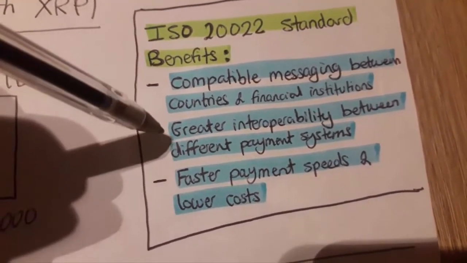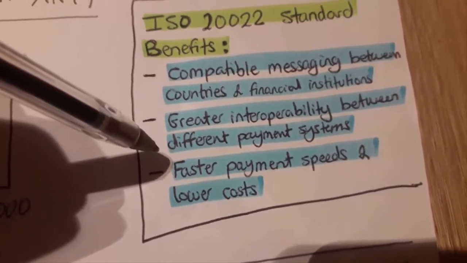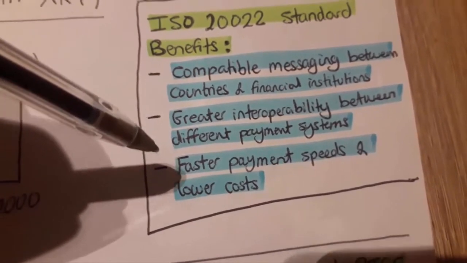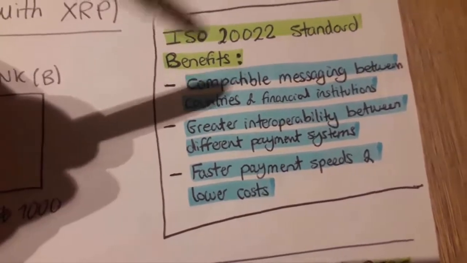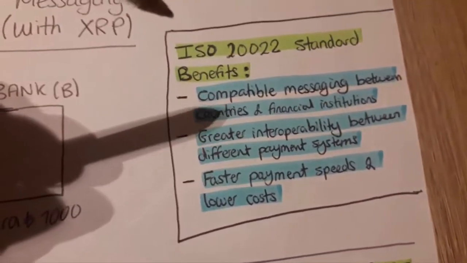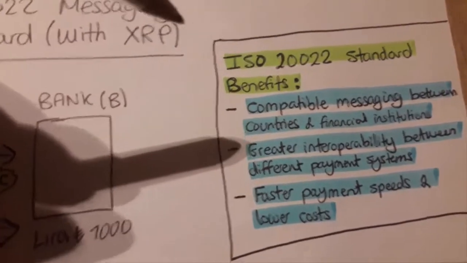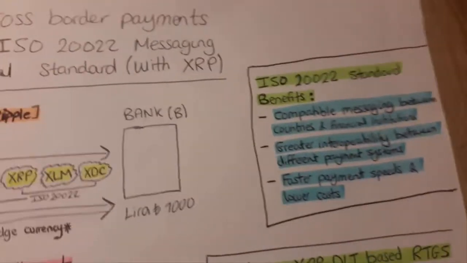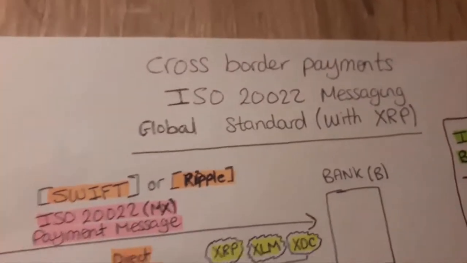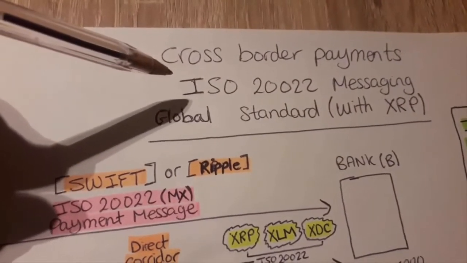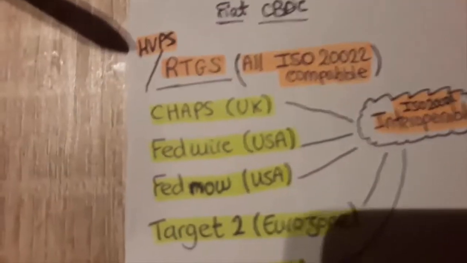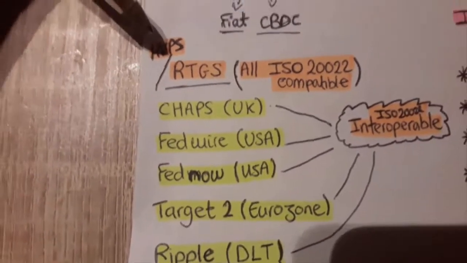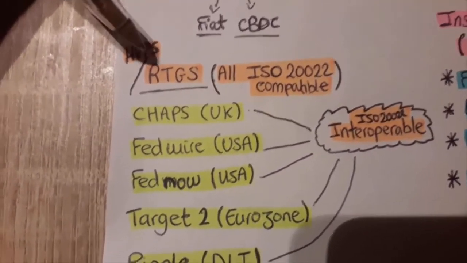adopting this messaging standard. And another benefit is that there's faster payment speeds and lower costs using ISO 20022. I mean, there's probably a whole list of benefits, but this is just a summary and a simplified version. So if a bank was to use ISO 20022 and they were to use a different payment system, we're going to go down to RTGS, and RTGS here stands for real-time gross settlement.